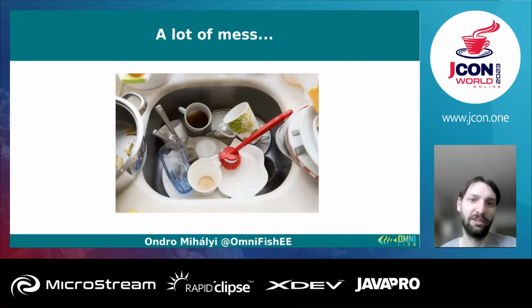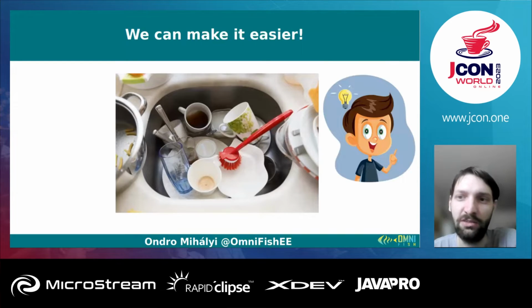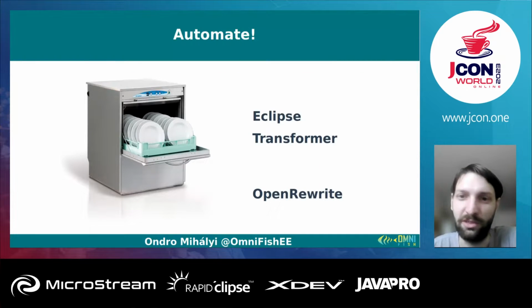If you have dirty dishes, normally you really have to get your hands dirty and wash the dishes, unless you have some clever idea. And in this case, with dishes, it's quite easy. You can have a dishwasher, which makes it much easier because it automates cleaning washes. And we can do that also with transforming our code.